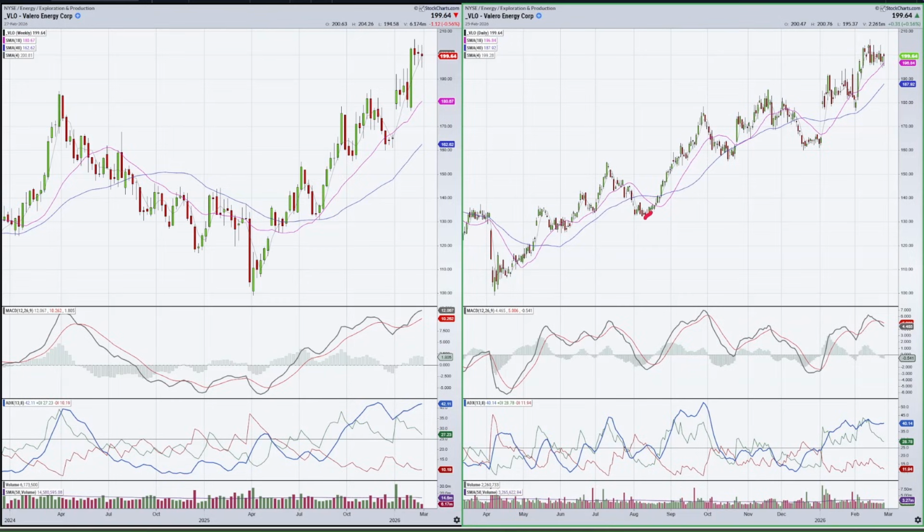This is about as lenient as I would be in terms of taking a trade where you've kind of made a pretty decent sized move to the upside. However, you're taking this trade, and the reason why you're doing that is because of what's going on the higher time frame.